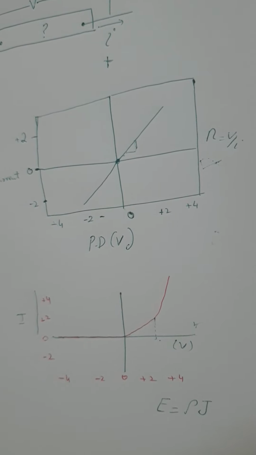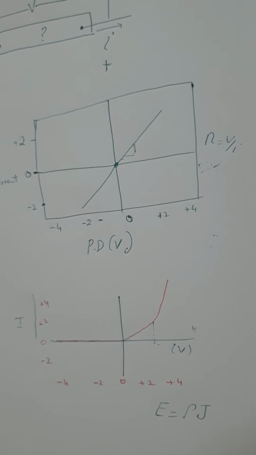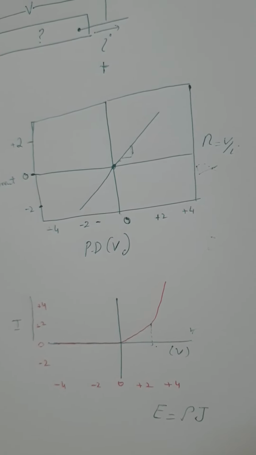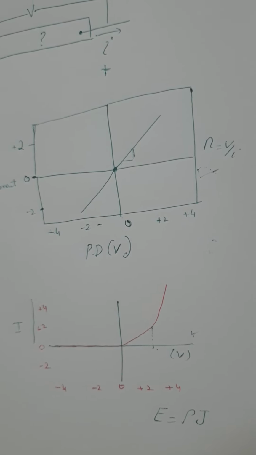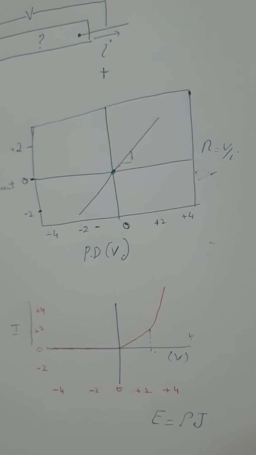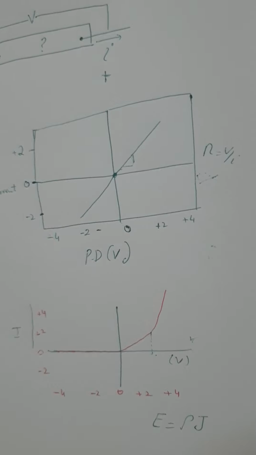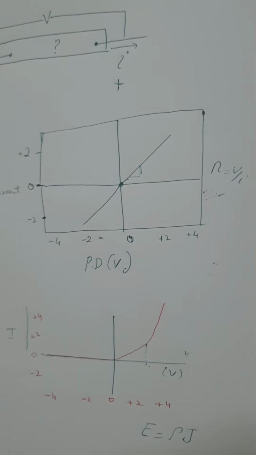So let's have a look into the microscopic view of Ohm's law. In our first lecture, we already discussed drift velocity. Now let's discuss it again to get more understanding of Ohm's law at the microscopic scale.